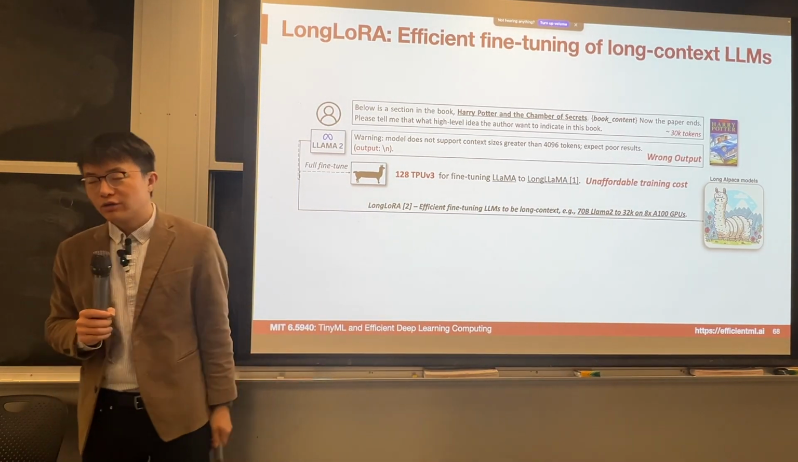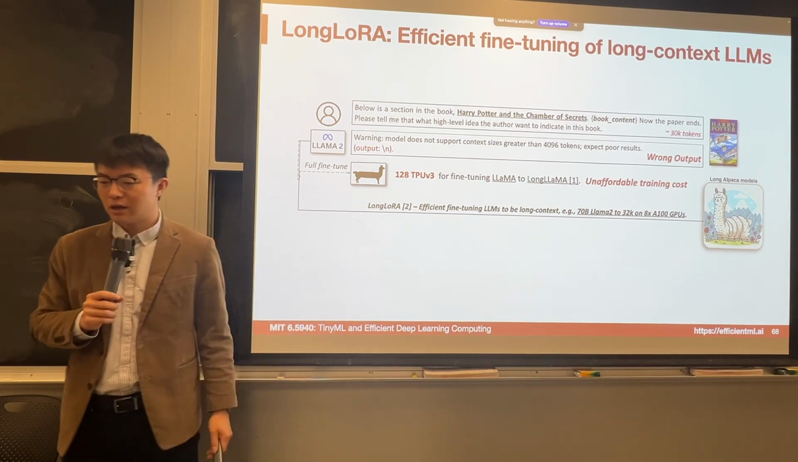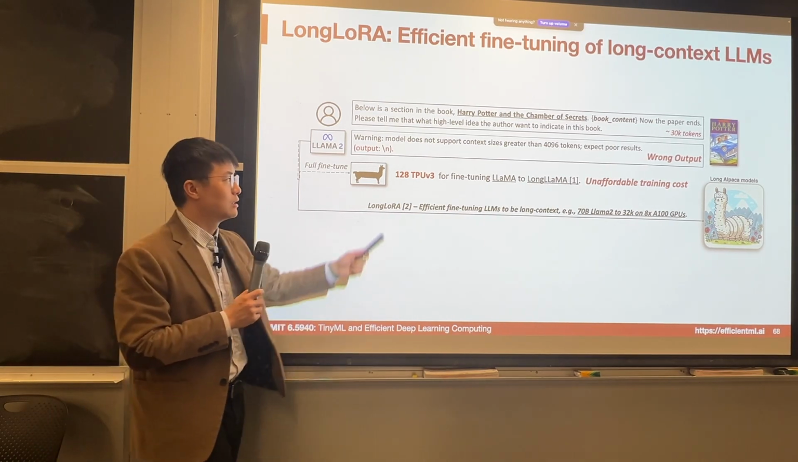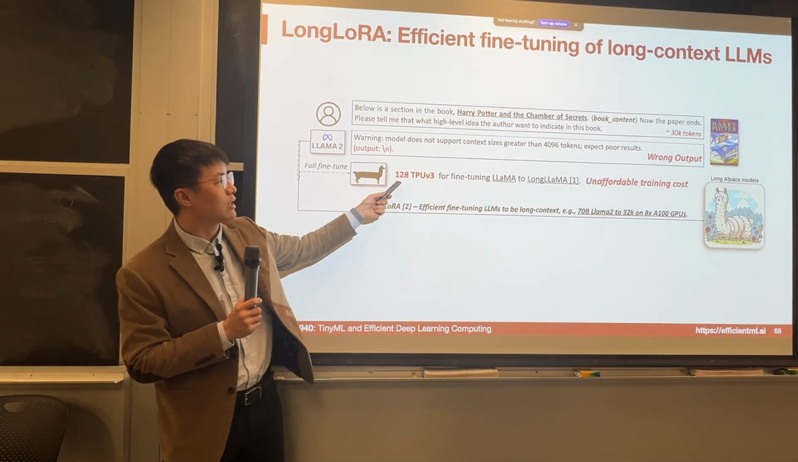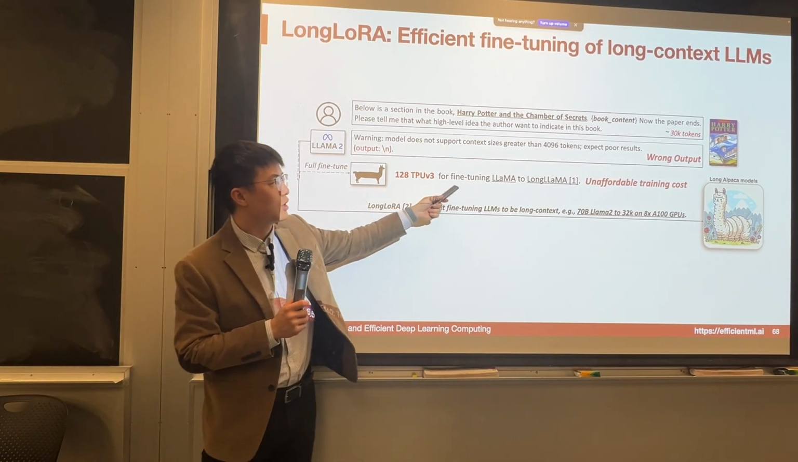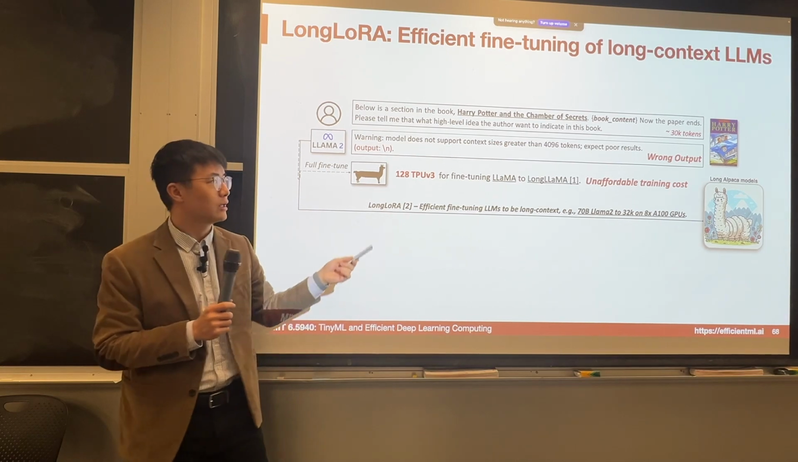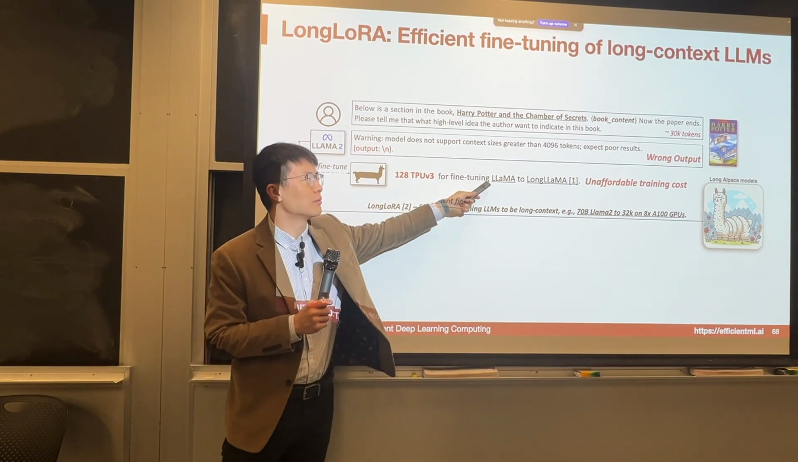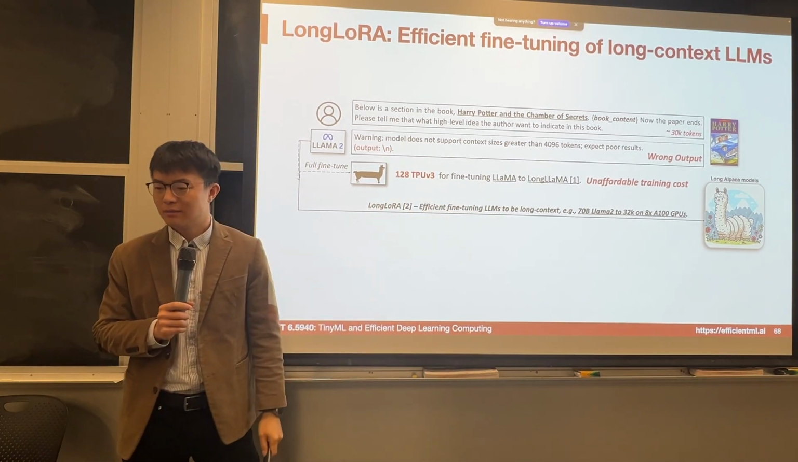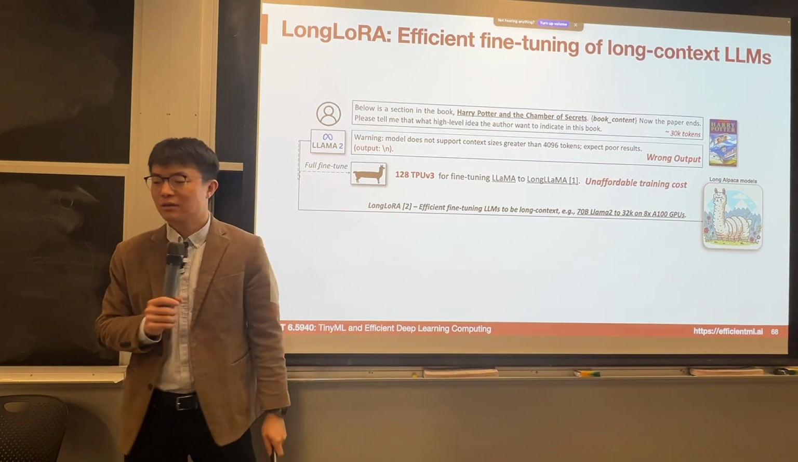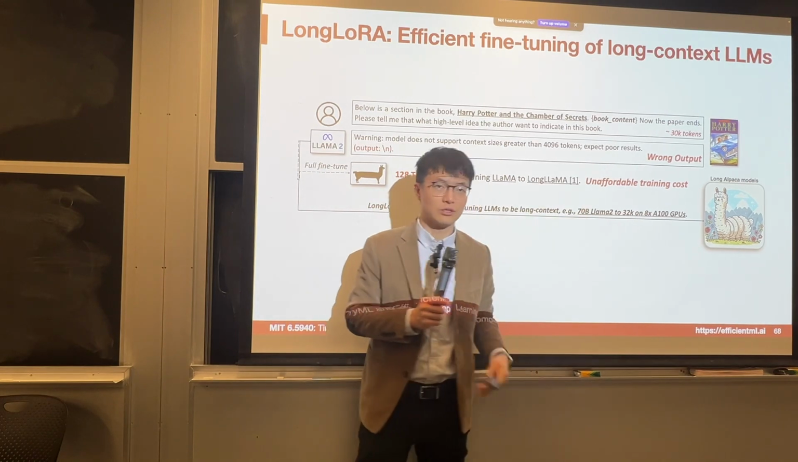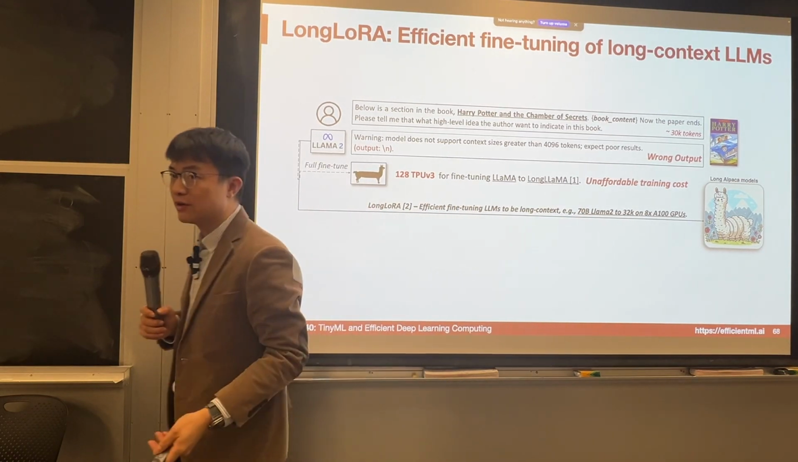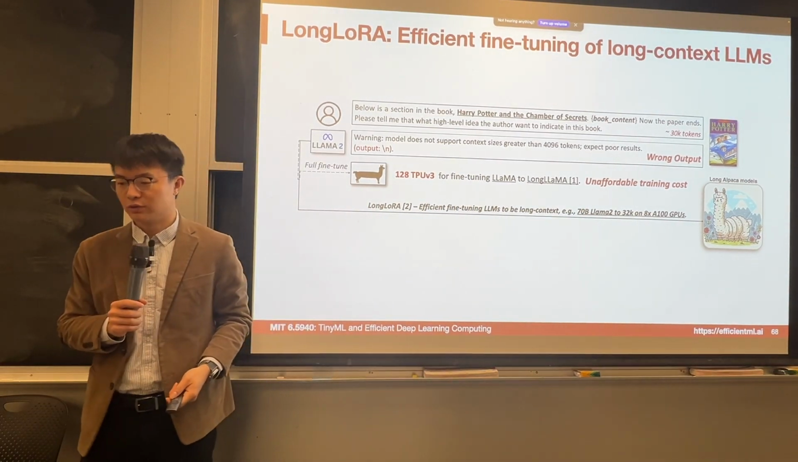We can also fine-tune the model given such long context, long data set, but that's super expensive. This paper called LongLLaMA can fine-tune from Llama to LongLlama, but that requires 128 TPU v3s, which is pretty unaffordable training cost for most of us. But can we fit it in only one GPU node?